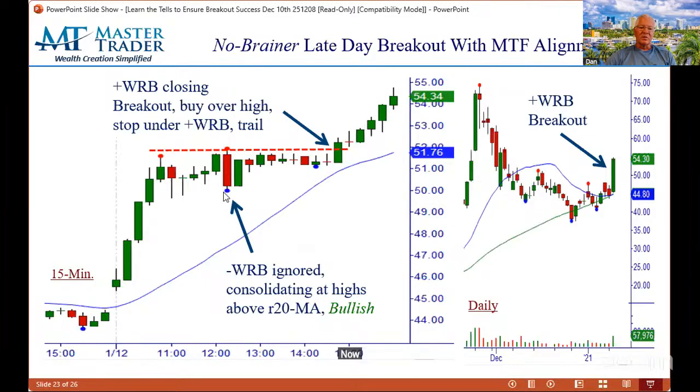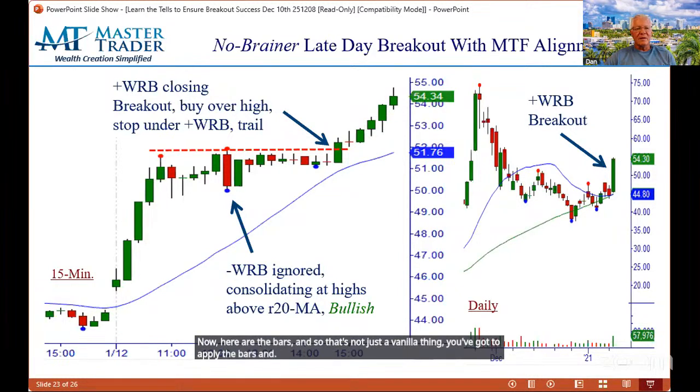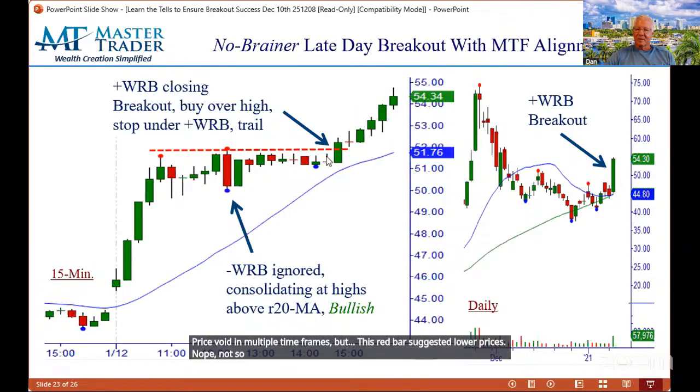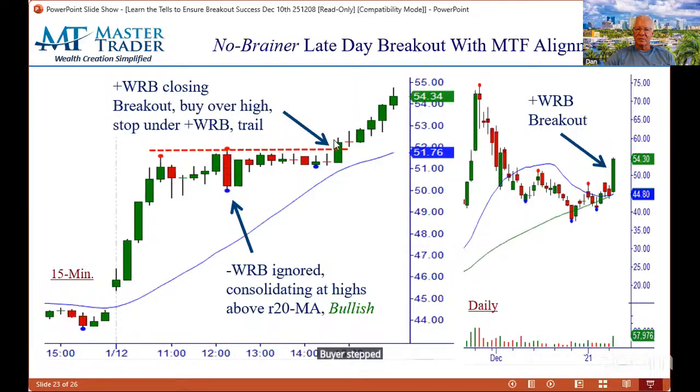Now here are the bars. And so that's not just a vanilla thing. You have to apply the bars and price void in multiple time frames. But this red bar suggested lower prices. Nope, not so fast. Buyer stepped up. Here's my closing breakout, no brainer. Here's my daily chart. Broke out. And that's it. That's a quality late day breakout.